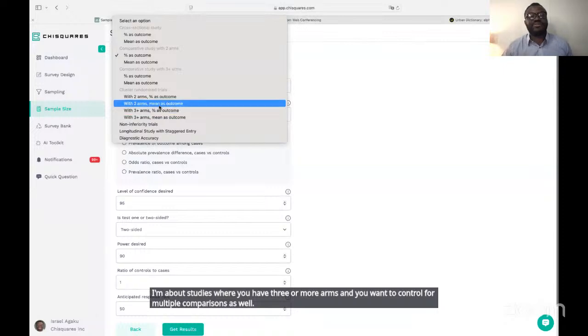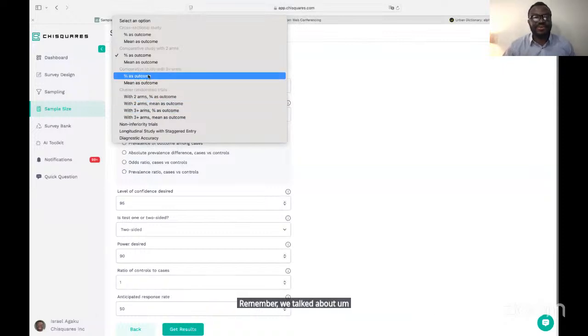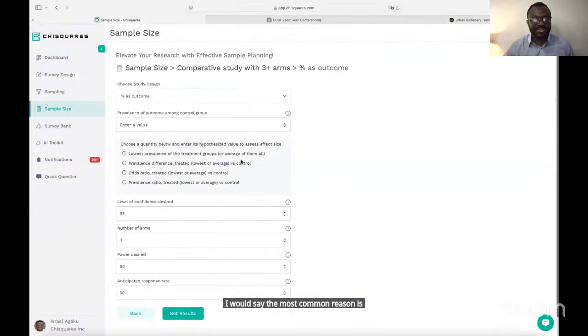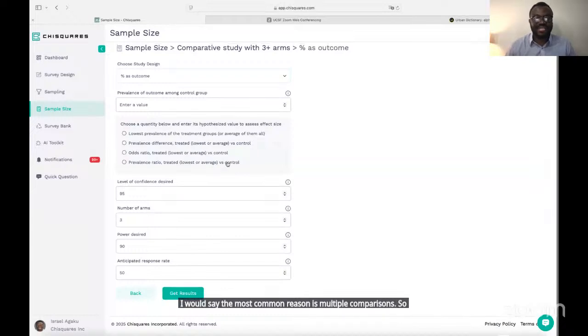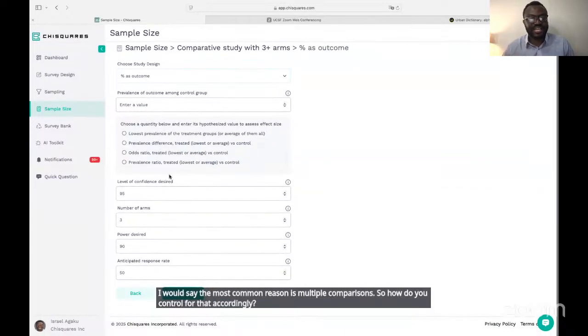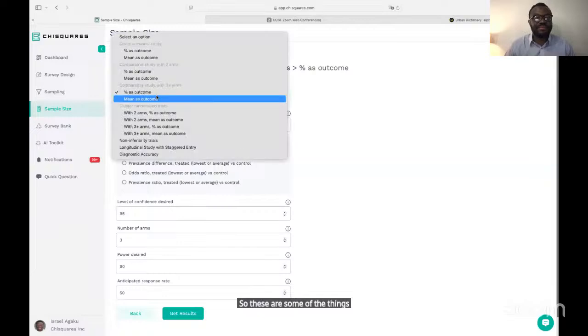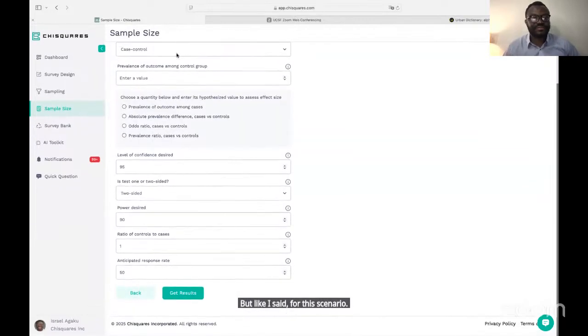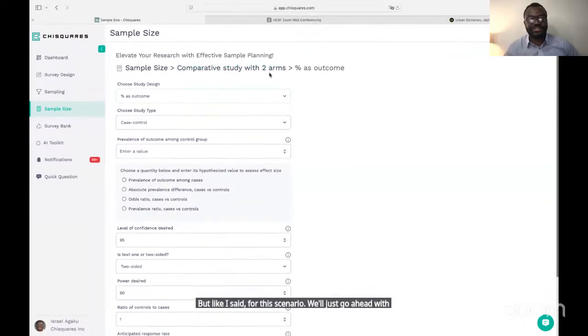Remember, we talked about scenarios where you can have type 1 error, right? I would say the most common reason is multiple comparisons. So how do you control for that, accordingly? So these are some of the things that you want to try your hands on. But like I said, for this scenario, we'll just go ahead with a comparative study with 2 arms.